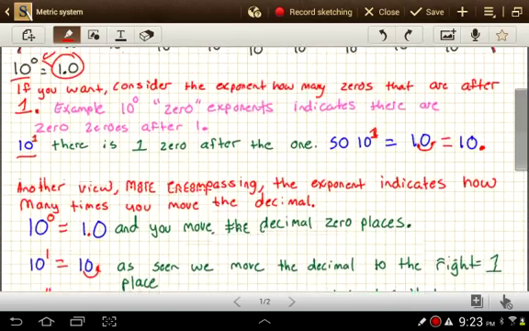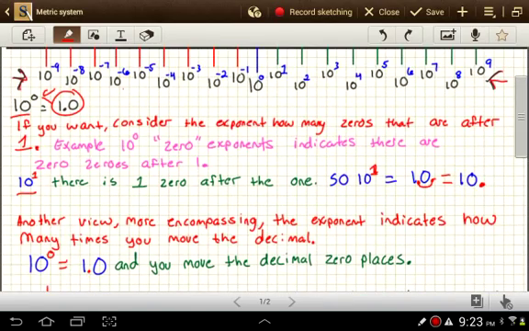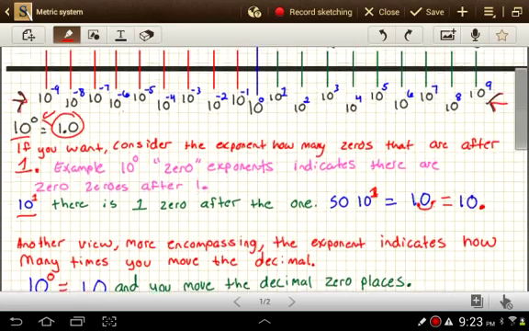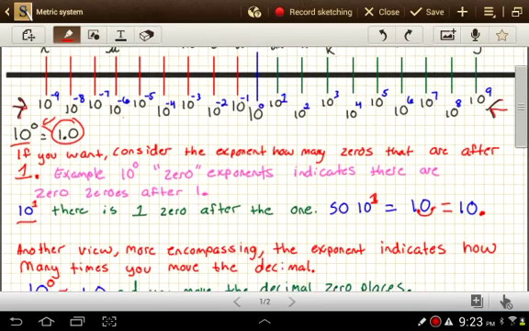Another more encompassing way that is more technically sound, and it's a more correct view, is that the exponent indicates how many times you move the decimal, and that's kind of important. These exponents really indicate how many times you move the decimal to the right or to the left. If you have a positive exponent, you move it to the left. If you have a negative exponent, you move it to the right. So here they move to the left here. So you're moving the decimal. I apologize, I said that backwards. For a positive exponent, you move it to the right. For a negative exponent, you move it to the left.